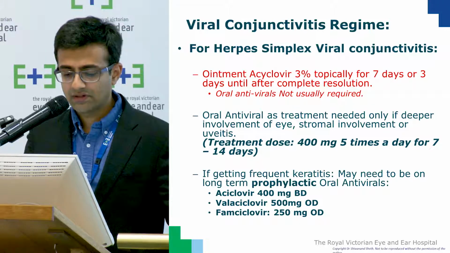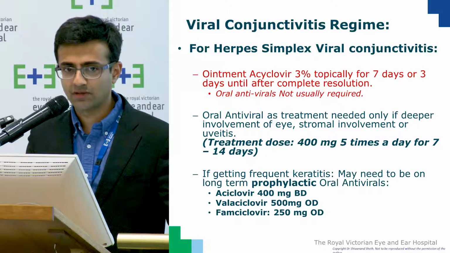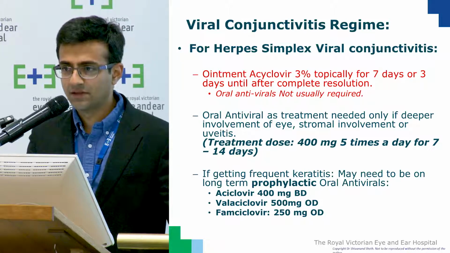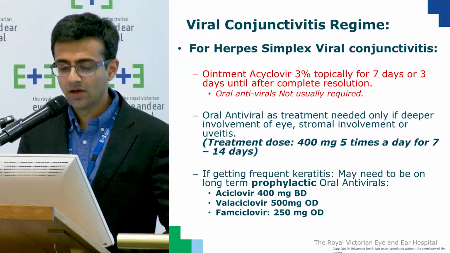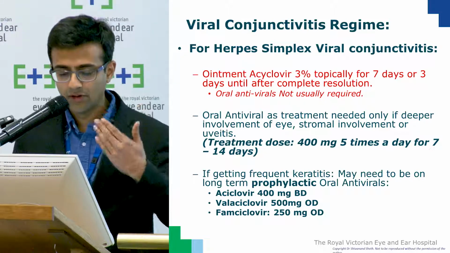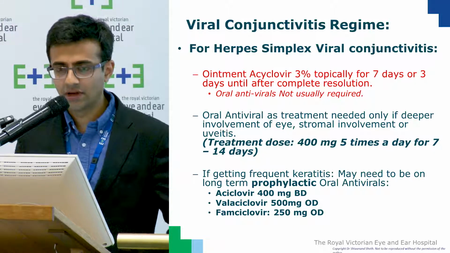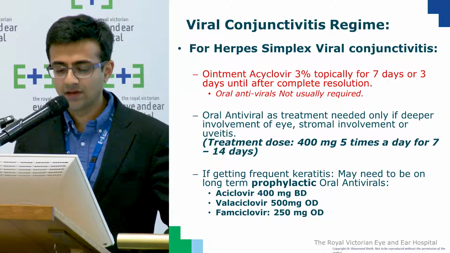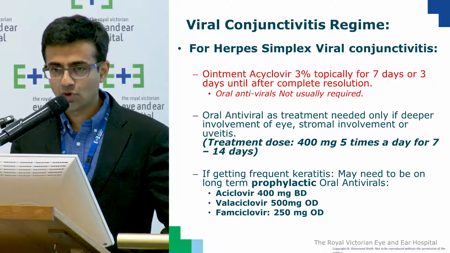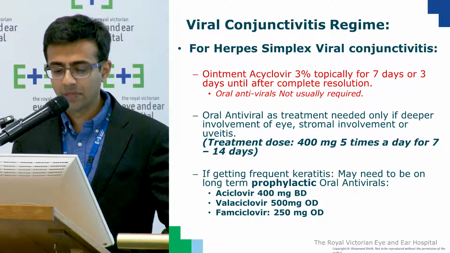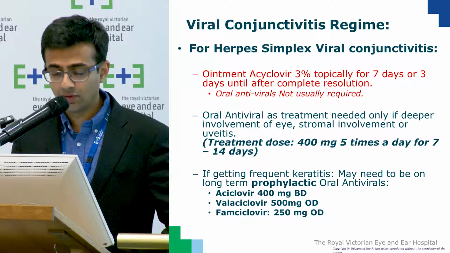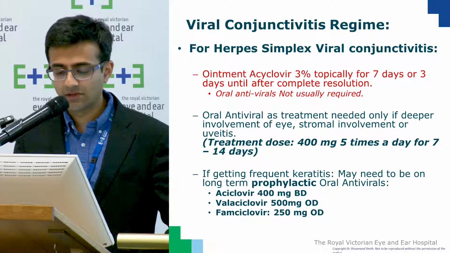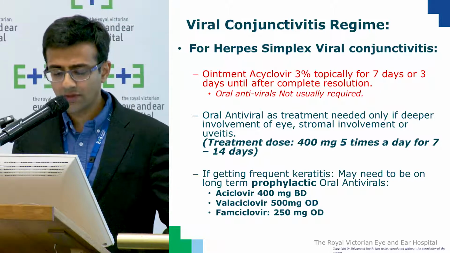The oral treatment is sometimes needed if they're getting frequent recurrences, and every time you stop the acyclovir, their dendrite heals, their eye gets better, but it keeps coming back. Or the herpes virus is a lot deeper into the structures of the eye, like the corneal stroma, they're getting scarring. And if it's a stromal involvement, then we do give a course of oral antiviral. That's the treatment dose of acyclovir, 400 milligrams 5 times a day for 7 to 14 days.